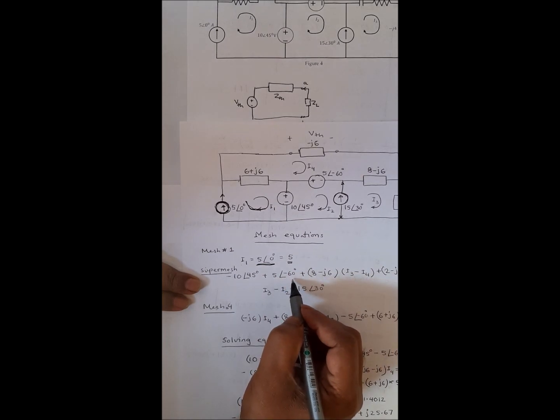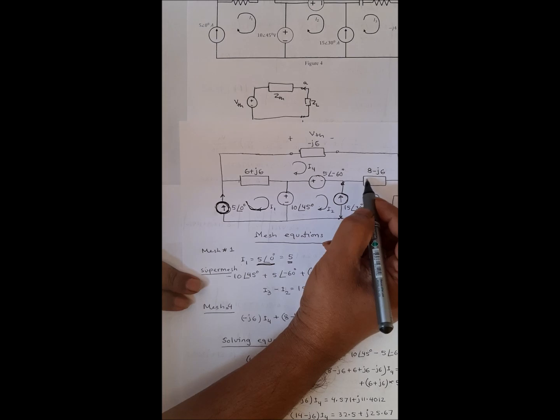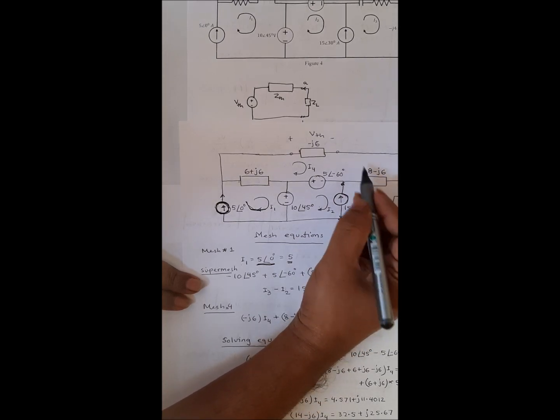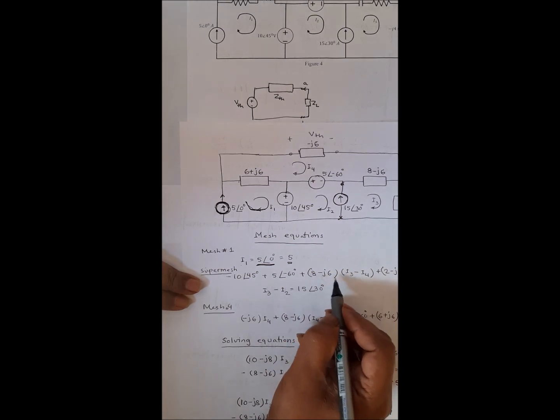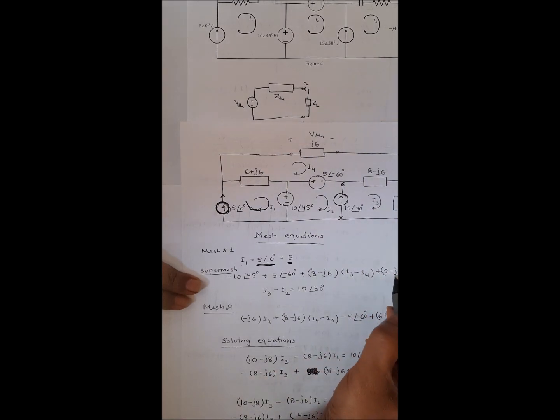Then positive 5∠-60, exclude this branch, and (8 minus j6) times the current (I3 minus I4). Then (2 minus j2) I3.